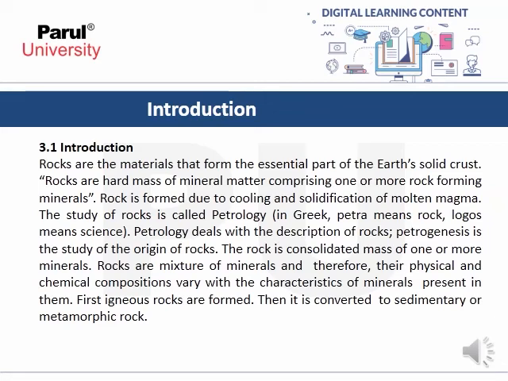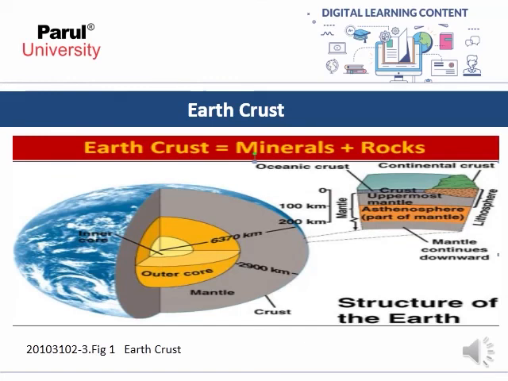Rocks are a mixture of minerals, and therefore their physical and chemical composition varies with the characteristics of the minerals present in the rock. Rock is formed due to cooling and solidification of molten magma. It is a mixture of one or more minerals. First igneous rocks are formed, then they are converted to sedimentary and metamorphic rock. So this is a figure of the earth crust. Earth crust is equal to minerals plus rocks.